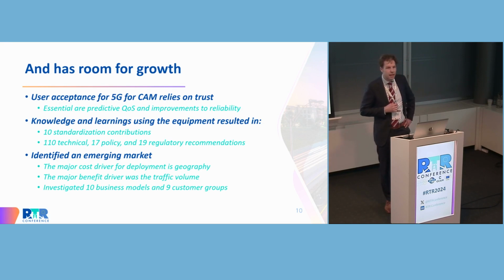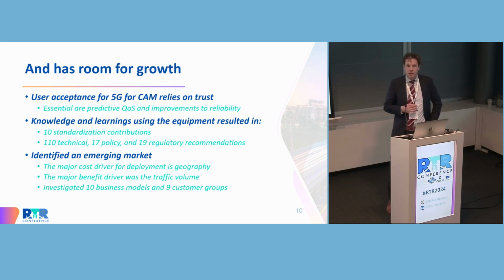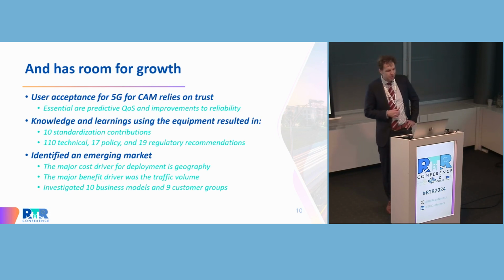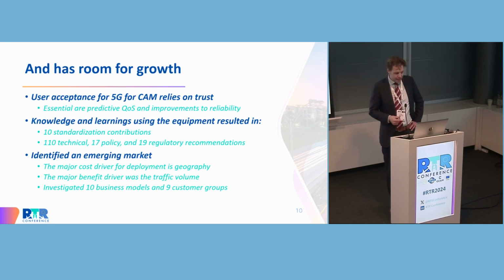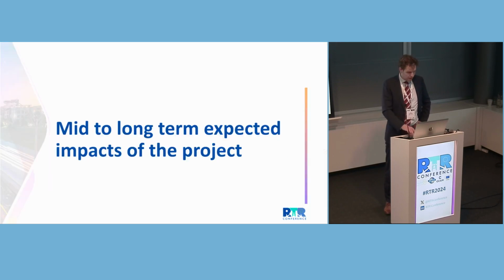So for example, in Norway, Finland, it's mountains. Try to find a tower there and try to dig a fiber there. It's massively costly. Whereas the major benefit driver was the traffic volume. So that means that you can identify the border crossings that are useful to start with. We investigated 10 business models and 9 customer groups. One of the business models that was very interesting was actually the long-haul truck. If you calculate it, it's actually a no-brainer to do it.